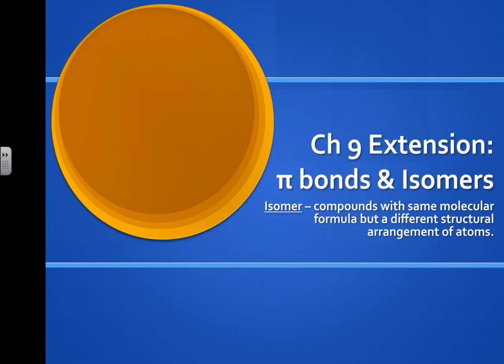So before we even get started, you definitely have got to know what an isomer is. Compounds with the same molecular formula, but different structural arrangement of atoms. So catch that, same molecular formula, but different structural arrangement of atoms. This would be like two different teachers that have the exact same classroom and the exact same students, but they have their desks arranged in a different way, and so their classrooms actually look quite different. Okay, so that's an isomer.